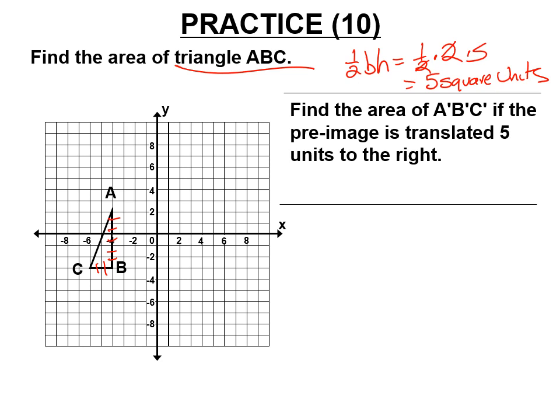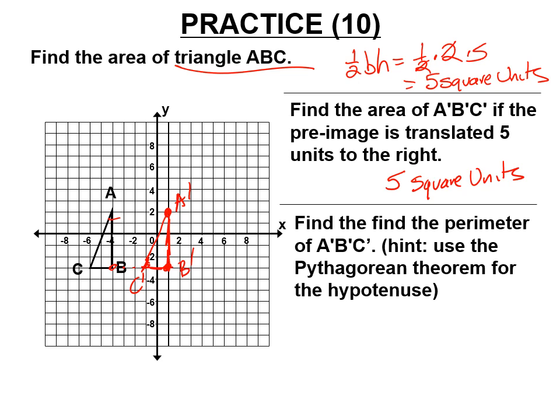So this pre-image is being translated 5 units to the right. So 1, 2, 3, 4, 5. It's actually going to end up across. So this is A prime, B prime, C prime, right? You move each corner 5 units to the right. And the area of that is the same, 5 square units. Because they're congruent, they have to have the same area.